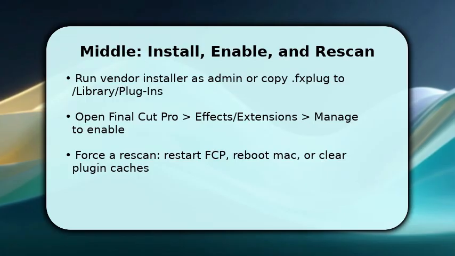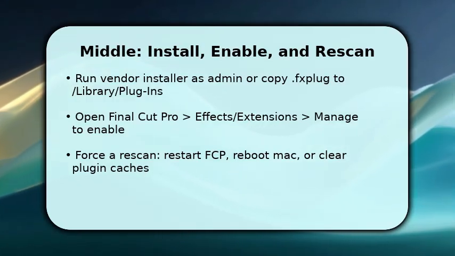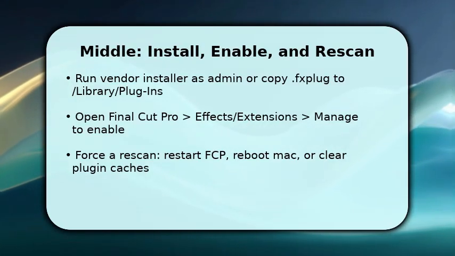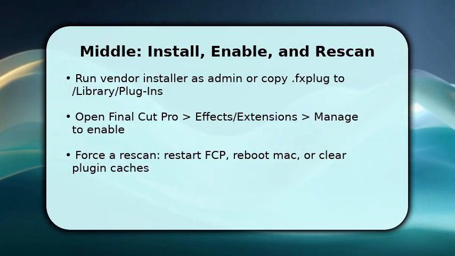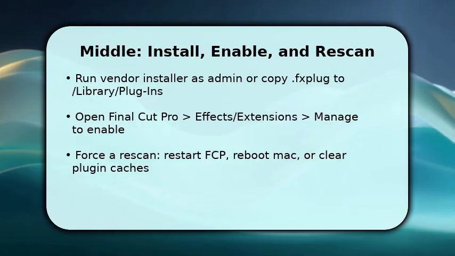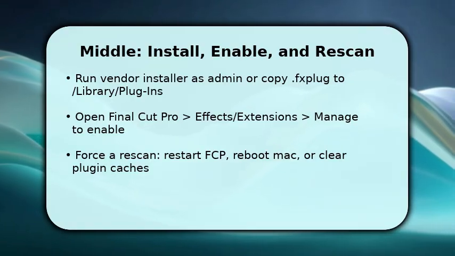You now perform the core steps. Install the plugin using the vendor installer or manually copy the plugin file into the System or User Plugins folder. After installation, open Final Cut Pro and navigate to Effects or Extensions to enable the plugin. Some require activation via a license key.